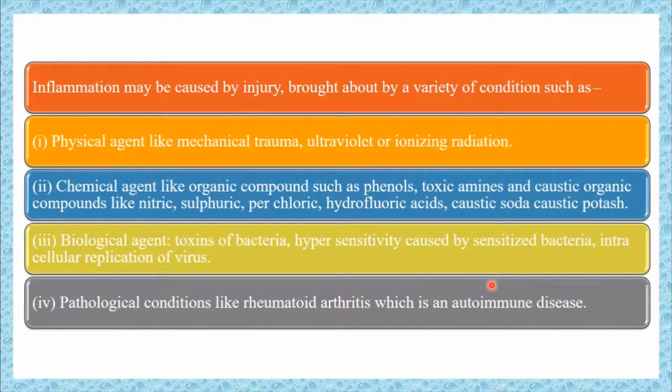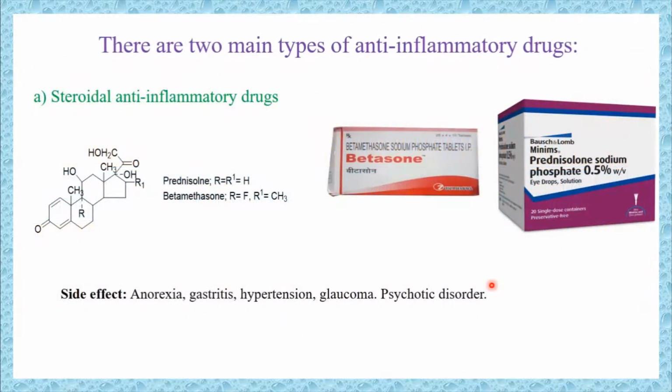Then the next point, we'll see the next point. What are the drugs that are used as anti-inflammatory drugs? There are two types of drugs which have been used for the treatment of inflammation. The first class is steroidal anti-inflammatory drugs. Steroidal anti-inflammatory drug means SAID. SAID drugs.